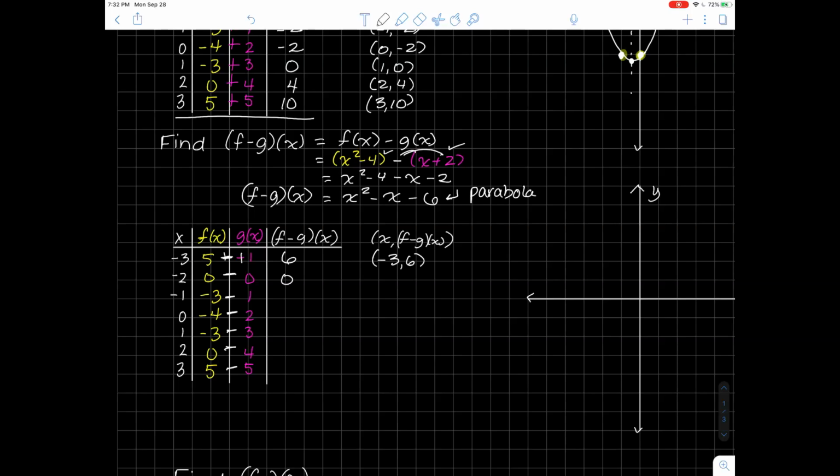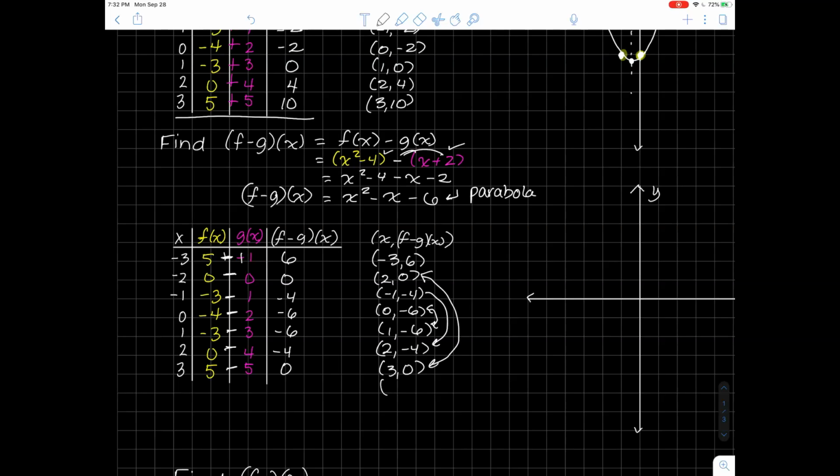0 minus 0 is 0, so 2, 0. -3 minus 1 is -4, so -1, -4. I think you get it. That's -6, so 0, -6. That's also -6, so 1, -6. 0 minus 4 is -4, so 2, -4, and then -5 minus 5 is 0, so 3, 0. So you'll see a little pattern here. You have 2 outputs of -6, 2 outputs of -4, and 2 outputs of 0.